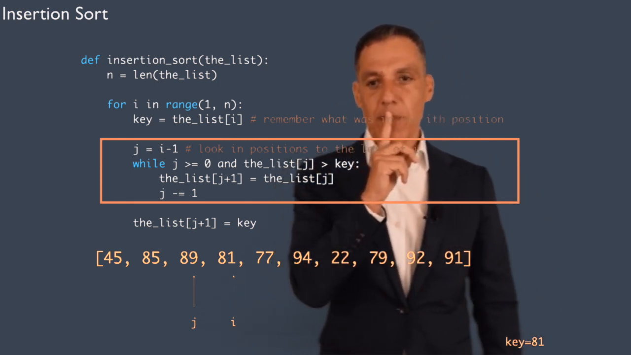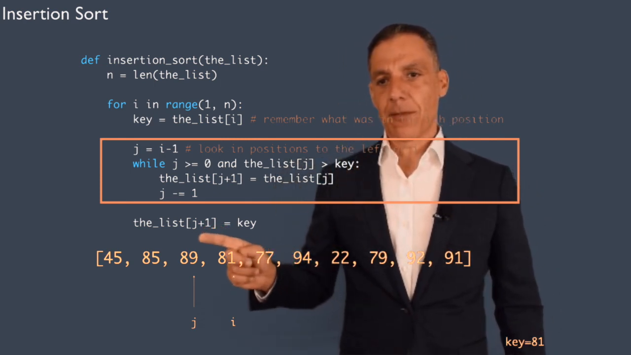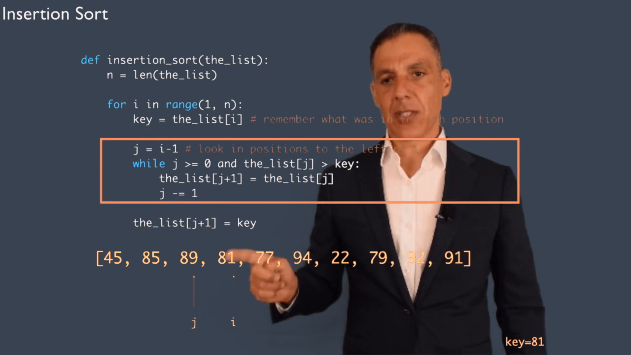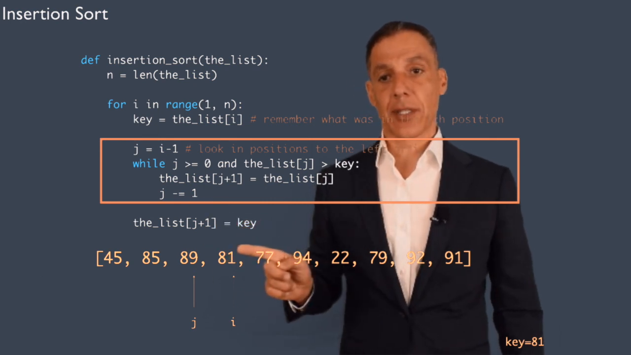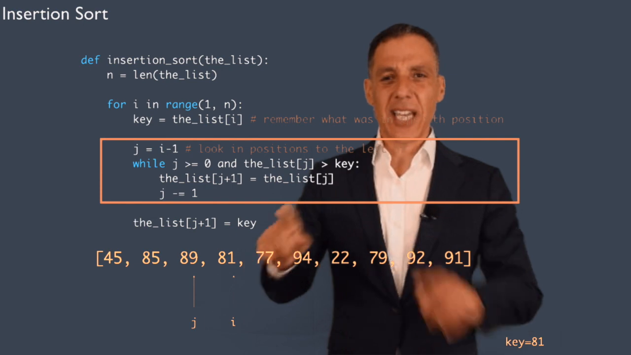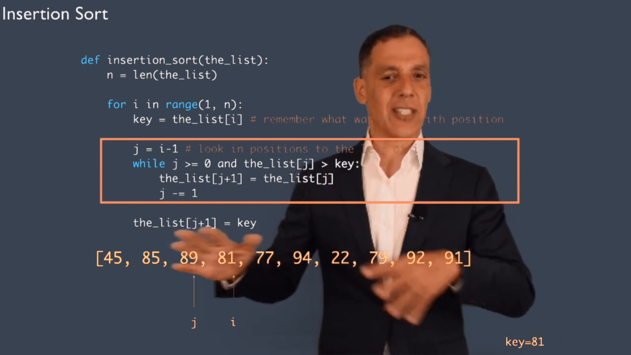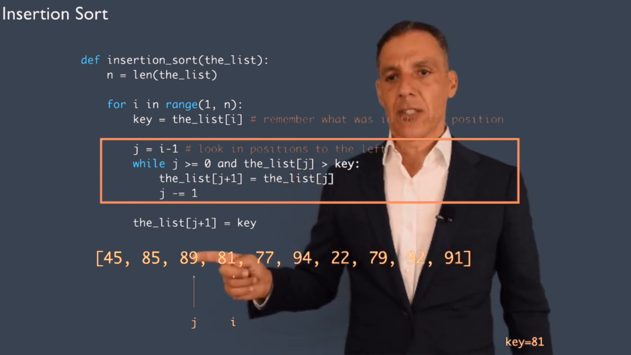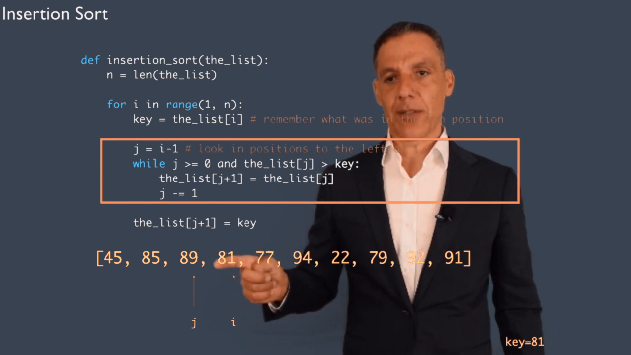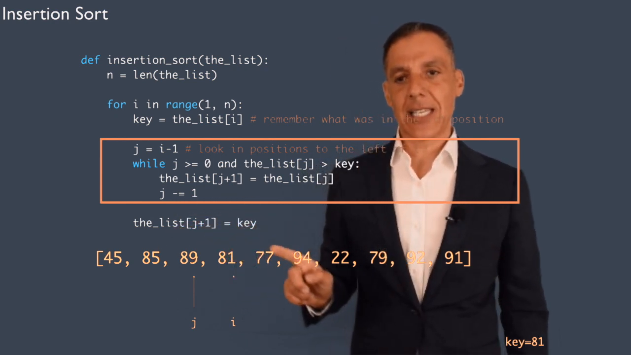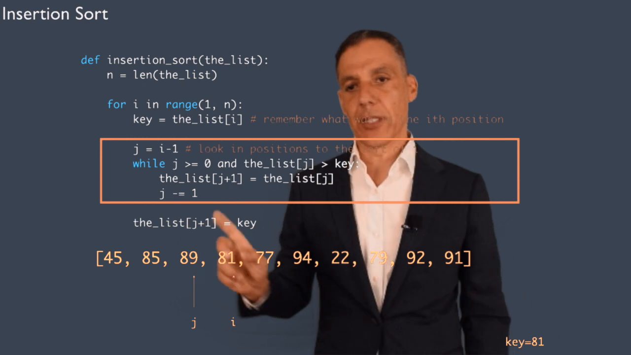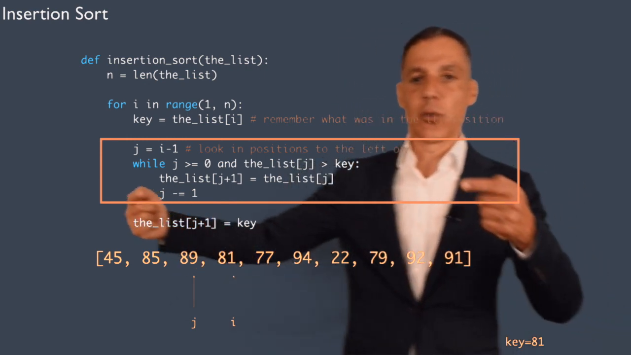So let's see if that makes sense. Sure, if this is greater than the key, this one has to go leftward. And as soon as that is not true, and again, by the way, I'm going to assume that all the elements are unique, so I don't have to worry about equality. So as long as this element is greater than the key, that key has to jump over, and jump over, and jump over. Okay, so what am I going to do if that's the case?